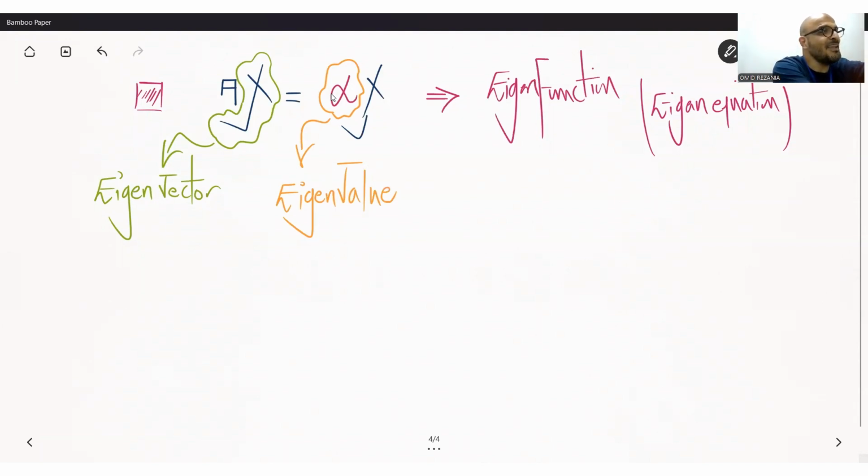Thank you. Now, look at that. Now it becomes eigenfunction. We had eigenvalues and eigenvectors. Everyone is okay so far? Okay.